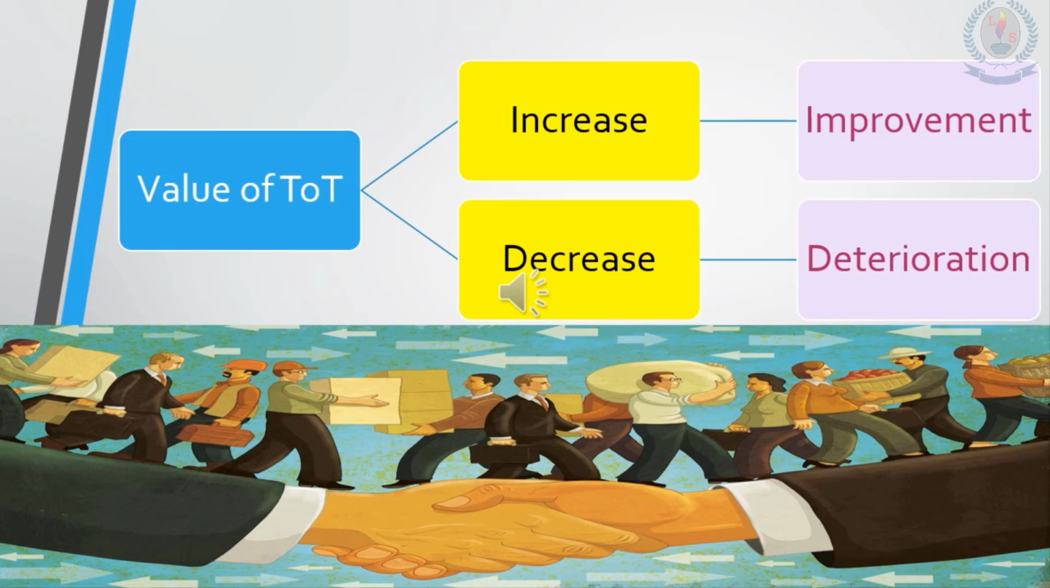Deterioration is when the index value is decreasing. That means the prices of exports are reducing relative to the import prices. So more money will flow out of the country to pay for the high-priced imports.